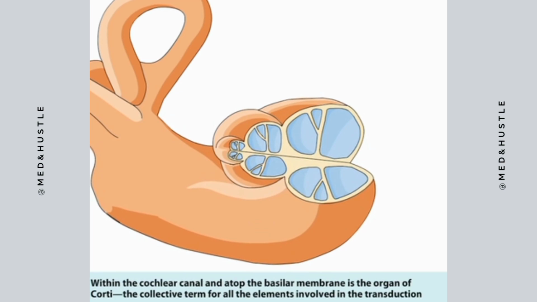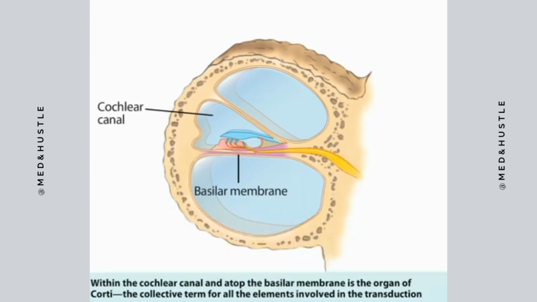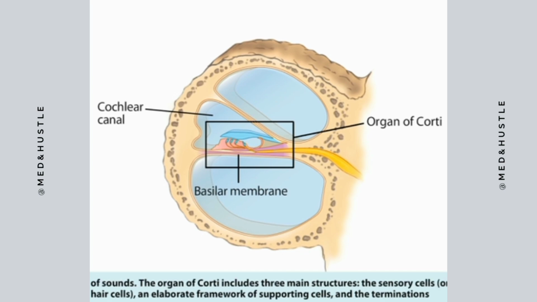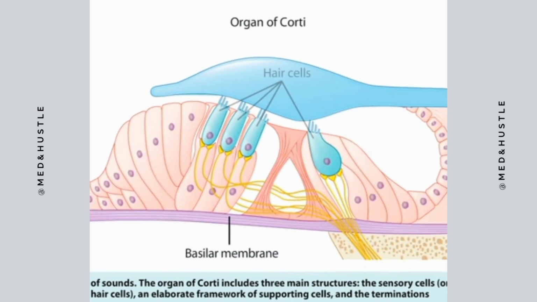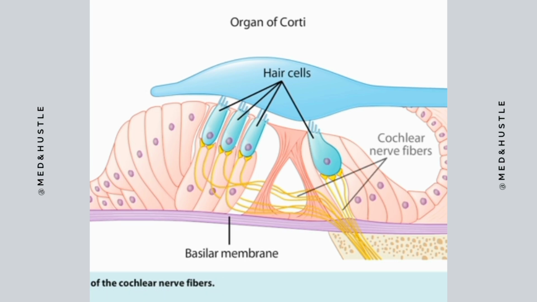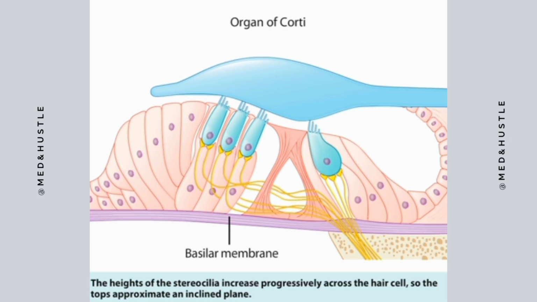Within the cochlear canal and atop the basilar membrane is the organ of Corti, the collective term for all the elements involved in the transduction of sounds. The organ of Corti includes three main structures: the sensory cells, or hair cells, an elaborate framework of supporting cells, and the terminations of the cochlear nerve fibers. The heights of the stereocilia increase progressively across the hair cell, so the tops approximate an inclined plane.